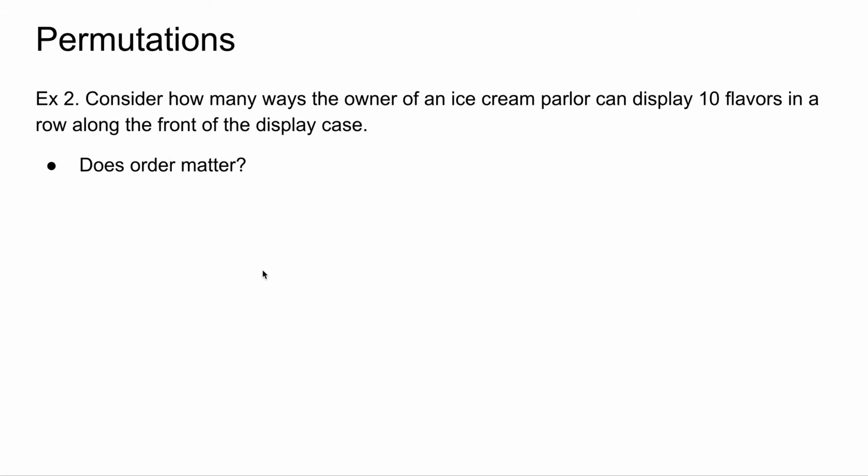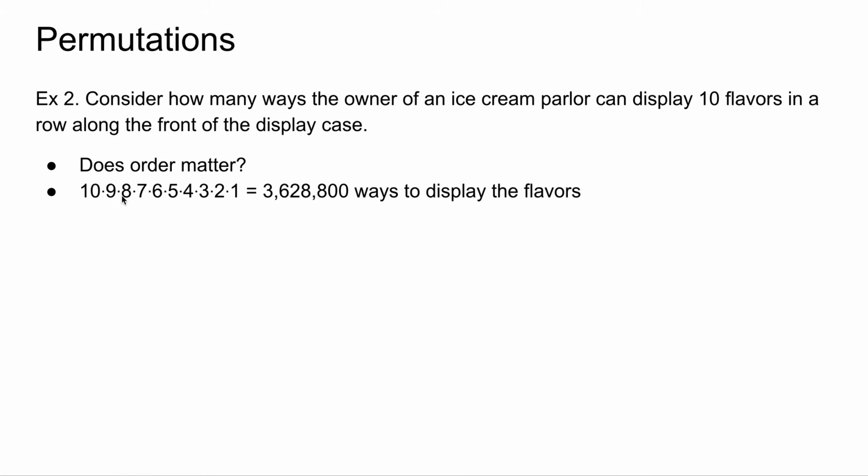So the first thing that you need to consider is if the order matters. And we can say yes, the order matters. So we know we're gonna use the permutation there. We are using all 10 flavors because we're gonna display all 10 flavors here. So we know we're gonna have 10 factorial, which is 10 times 9 times all the way down to 1. And you get 3,628,800 ways to display the flavors.